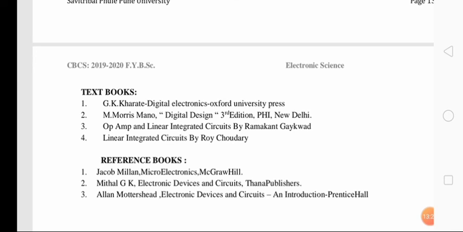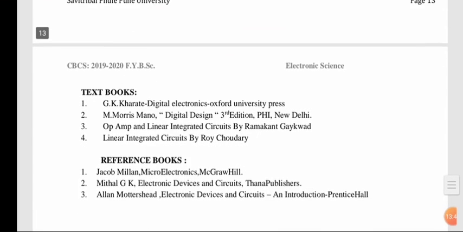Electronics theory paper 1 and electronics theory paper 2, I am going to start from tomorrow itself. I am going to teach you electronics paper 2, that is analog and digital circuit applications. These are the list of books and reference books, so go through these books. I am going to start the actual teaching from tomorrow itself. So let us stop now.